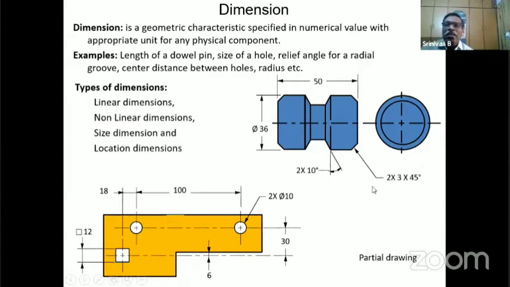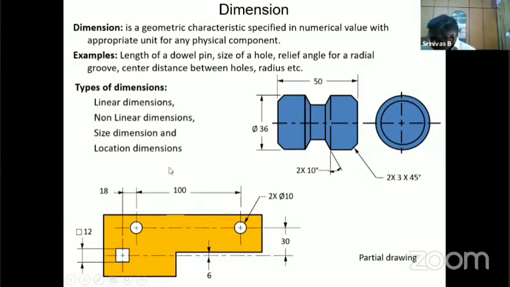What is it saying? There are two chamfers. What is the size of that? 3 linear units. What is the angle? 45 degrees. This is one angular dimension. This is another angular dimension. The relief angle for an O-ring has been shown here. It is 10 degrees. At how many places is it there? 2 places. One is here, other one is here. Am I right, sir?